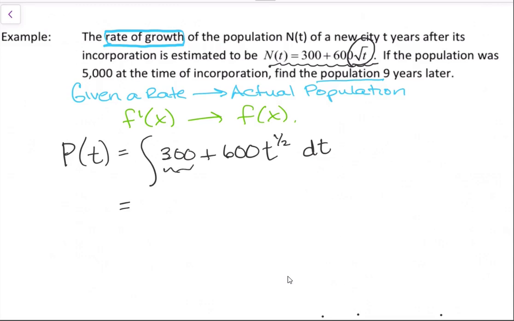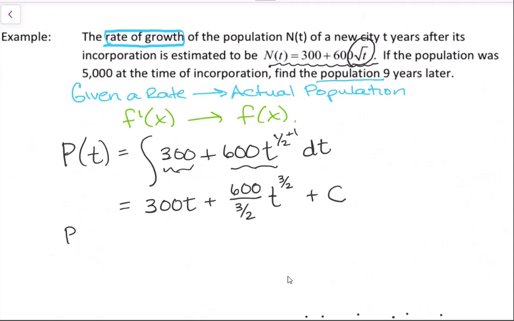Our constant rule for integrating 300 would be 300 times my variable t, plus, power rule here is my coefficient divided by my exponent plus 1. So 1/2 plus 1 means I'm dividing by 3/2 times t raised to that old exponent plus 1, so raised to the 3/2. And then even in word problems, anytime we do an indefinite integration, we need that plus c, our constant of integration. So let's clean this up a little bit.